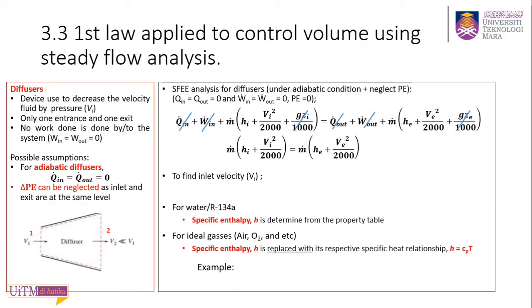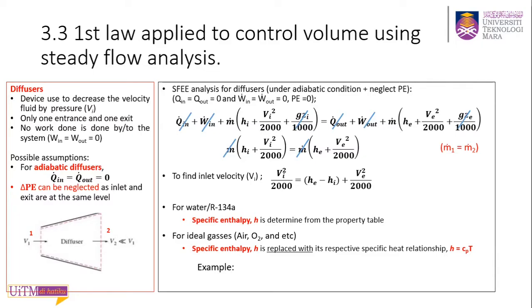Now, since the mass flow rate is the same, we can cancel both terms. And to determine inlet velocity, we can rearrange the equation as follows. As you can see, this is only an example on how to use the SFEE for a diffuser. Now, in the SFEE, there is the term for specific enthalpy h. Just like previous devices, the values for specific enthalpy h will depend on the type of substance.